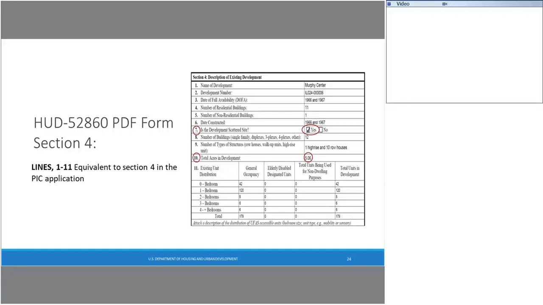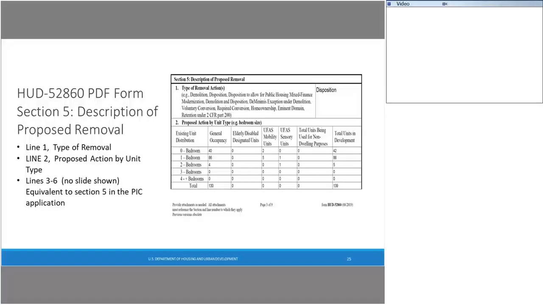Next slide. Section 5. Even in the PIC application, we know when we looked at the submission table, it's for disposition. Throughout the PIC application, it speaks to disposition. However, in the 52860 PDF form, it gives us more types of removal.